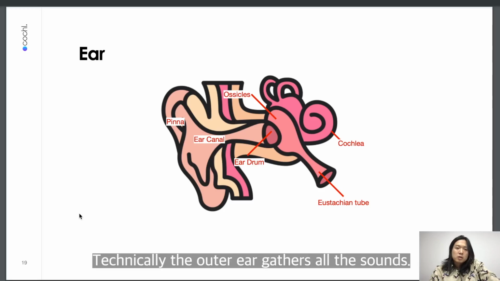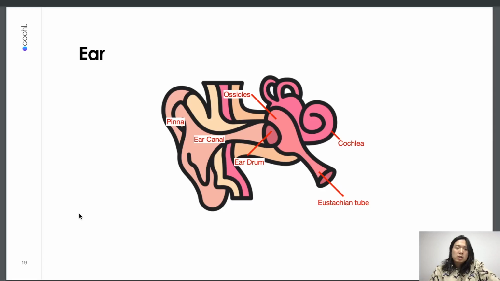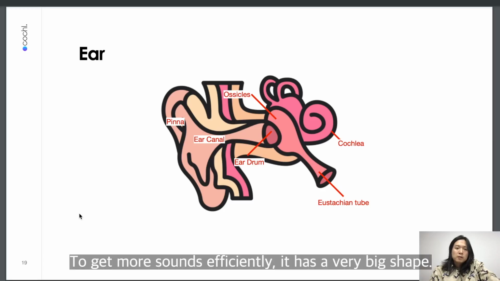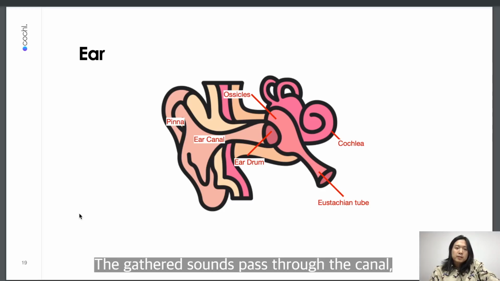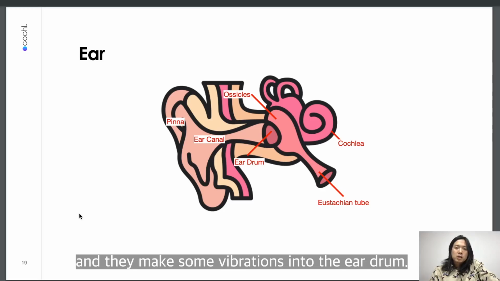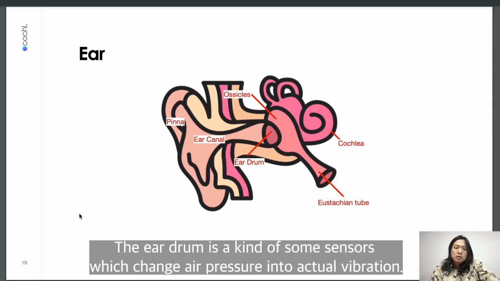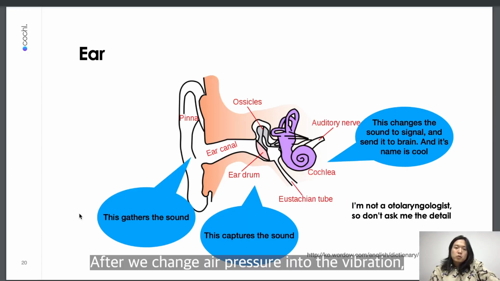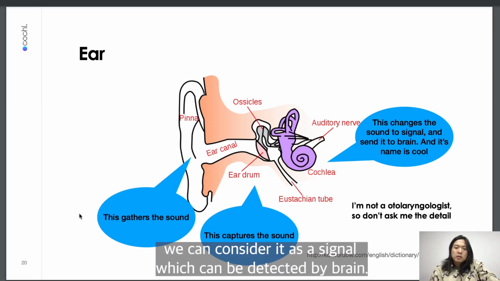Technically, the outer ear gathers all the sound. To get more sound efficiently, it has a very big shape. The gathered sound passes through the canal, and it makes some vibration in the eardrum. So the eardrum is a kind of sensor which changes air pressure into actual vibration. After we change the air pressure into vibration, we can consider it as a signal which can be detected by the brain.